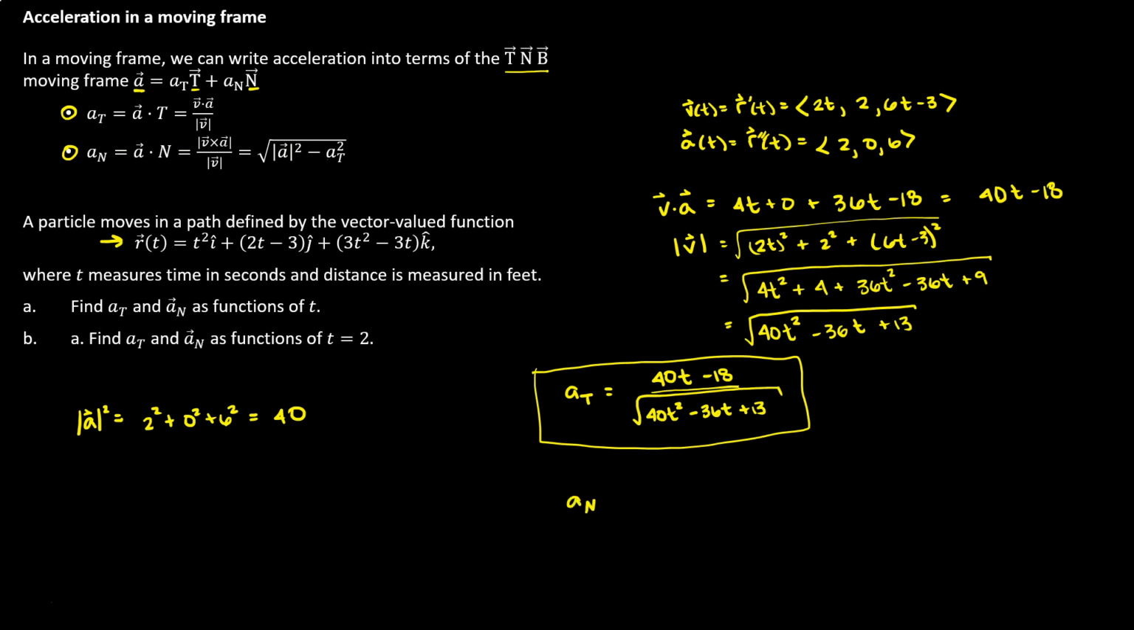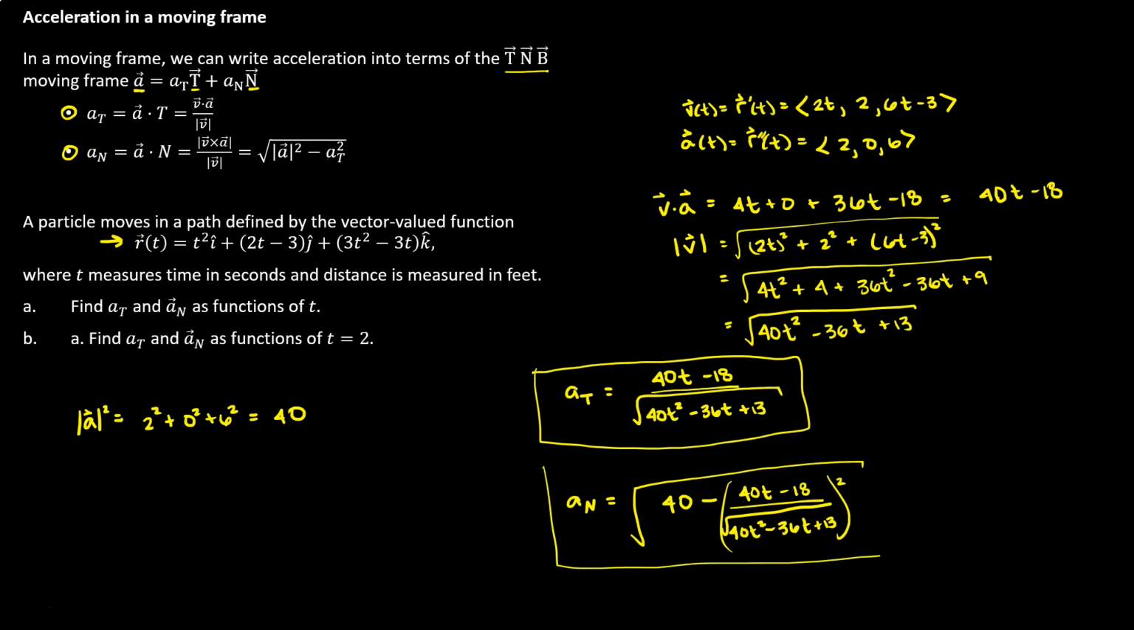So for a n, the normal component of acceleration, we will have 40 minus the tangential component, so that's 40t minus 18 over the square root of 40t squared minus 36t plus 13, that whole term squared, and this is all being square rooted. And we could do some algebra here to simplify this, but there's not really a big point to that right now. So just for the sake of exposure, I wanted to show you what these look like, but I don't want to go through the algebra exercises.